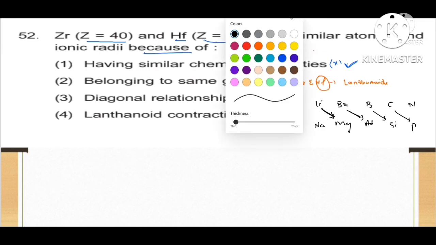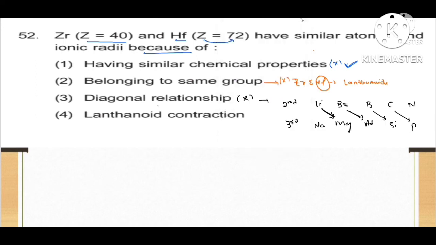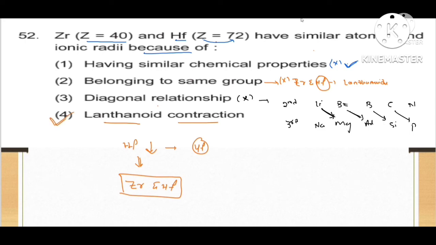So option 3 is also eliminated. Now let us verify the fourth option: lanthanide contraction. This is the correct answer for the above statement. Why? Due to lanthanide contraction, because of the poor shielding of 4f electrons, the attraction between the nucleus and the outer electrons increases, so the size of hafnium decreases. It becomes equal to the size of zirconium. That's why they have similar atomic and ionic radii. So option 4 is our correct answer.